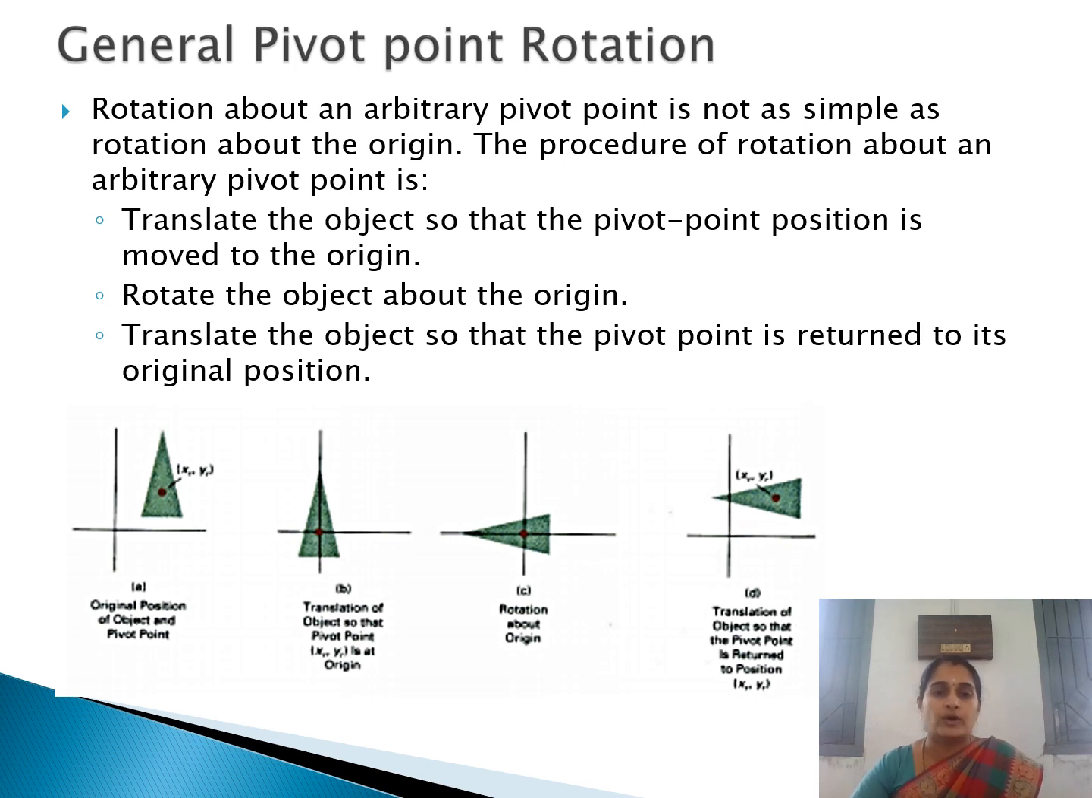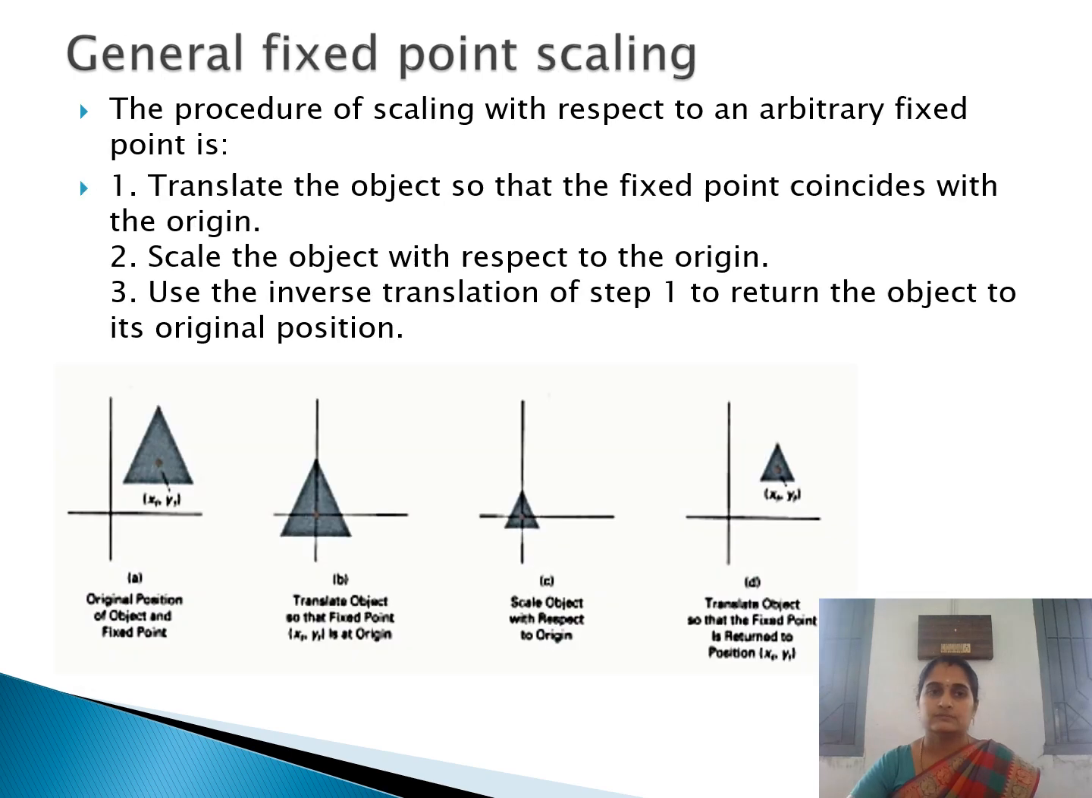The last step is to translate the object so that the pivot point is returned to its original position. The last diagram represents the process: the translation of the object so that the pivot point is returned to its original position, but it is rotated. This is called general pivot point rotation.